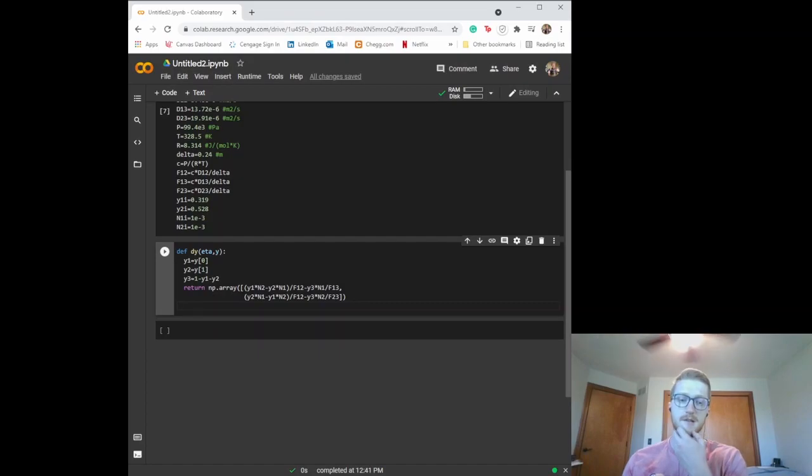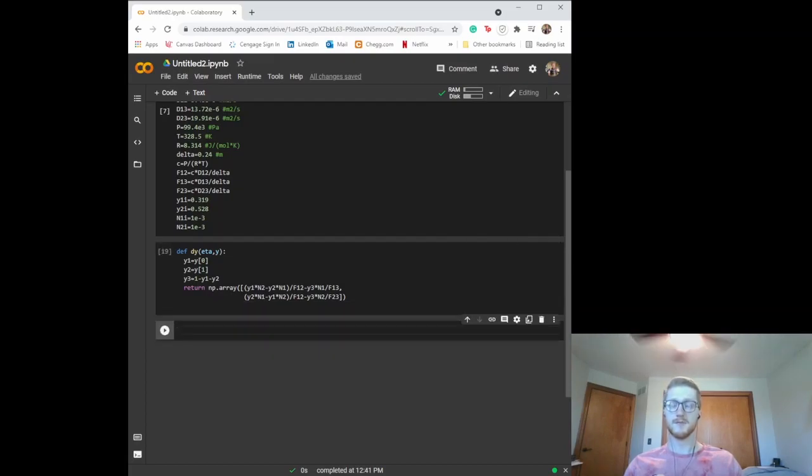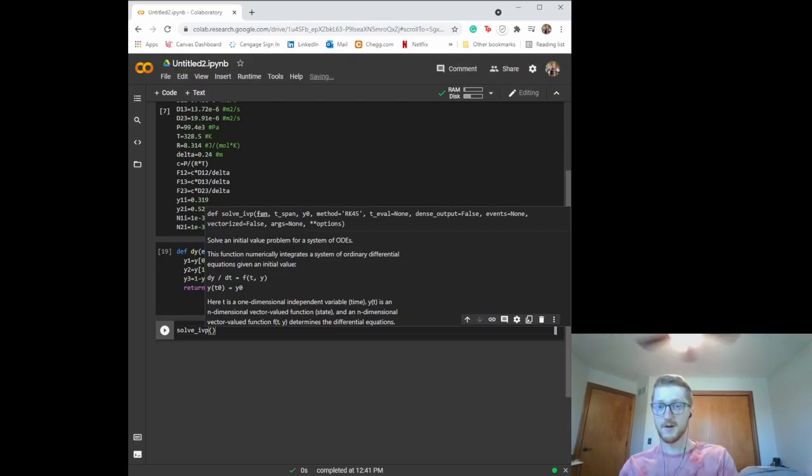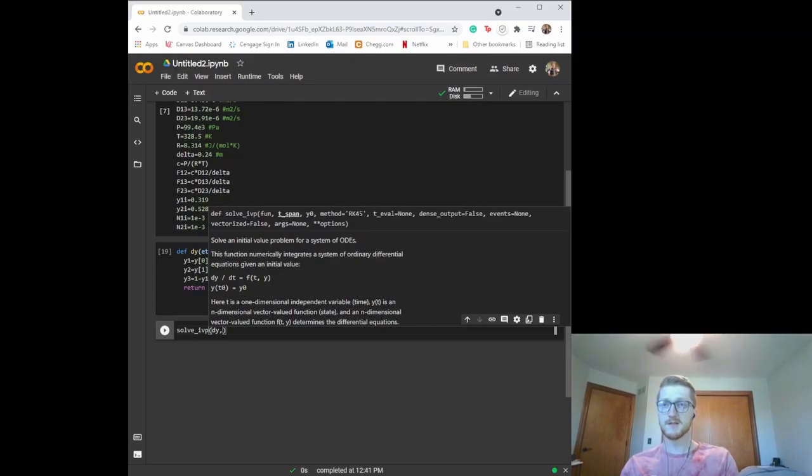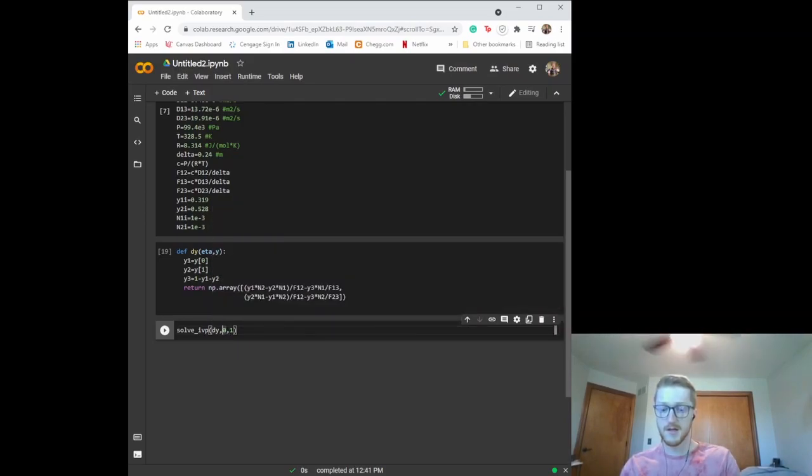So what this does is return our two Stefan-Maxwell equations into an array so that we can then turn it into an initial value problem. And with the initial value problem, we want to use the solve_ivp function, which, as you can see, calls for a function, which is our dy, and then a t-span, which in this case is more of a distance span for us, but it's your eta range, which is from 0 to 1. Forgot parentheses.